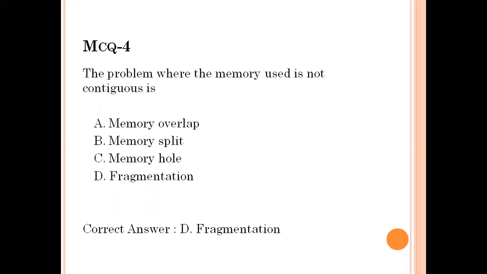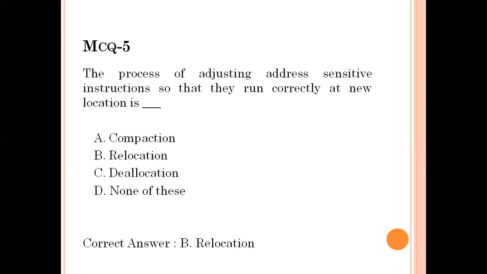The problem where the memory used is not continuous, we call fragmentation. So in the case of fragmentation, what happens is enough memory is there, but the memory is not continuous. In every partition, some portion is occupied and some portion remains waste. So if it is possible to bring all the free area together, it would be useful. That is the main principle of relocatable partition memory management. The correct answer for this question will be D, fragmentation.